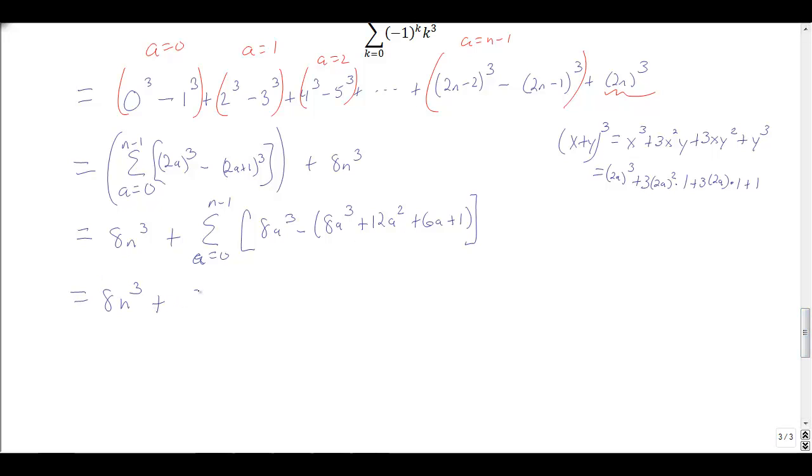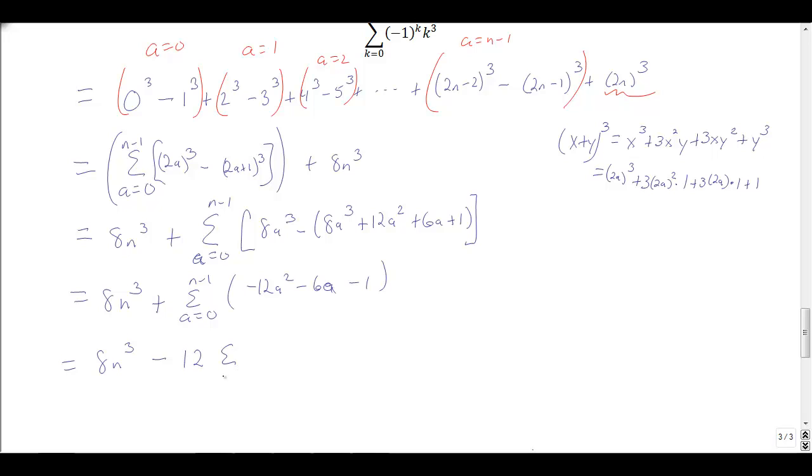The big simplification here is really the 8a cubed and the 8a cubed cancel. And so then what I'm left with, the sum from a equals 0 to n minus 1, we have a negative 12a squared minus 6a, that negative distributes, minus 1. And so what I get is 8n cubed. I'm just going to split this summation up into a bunch of different summations.